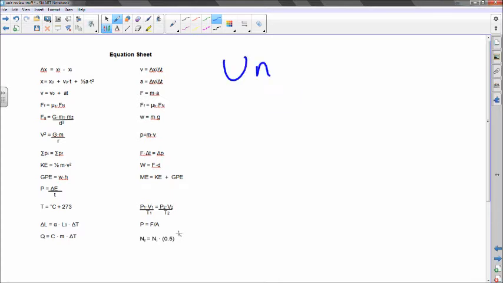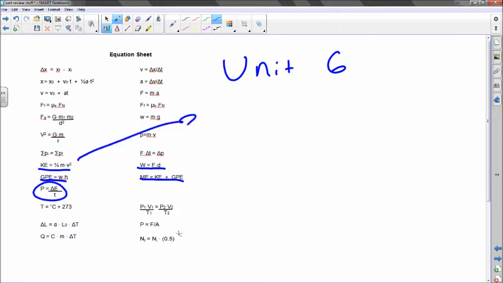Unit 6 equations. So in Unit 6, we had a few equations. We had this one, this one, this one, this one, and this one. So actually 5 total equations. Let's look at the first one.